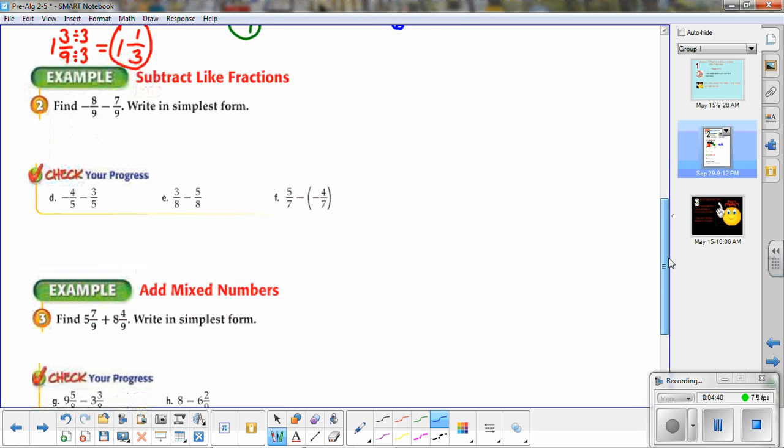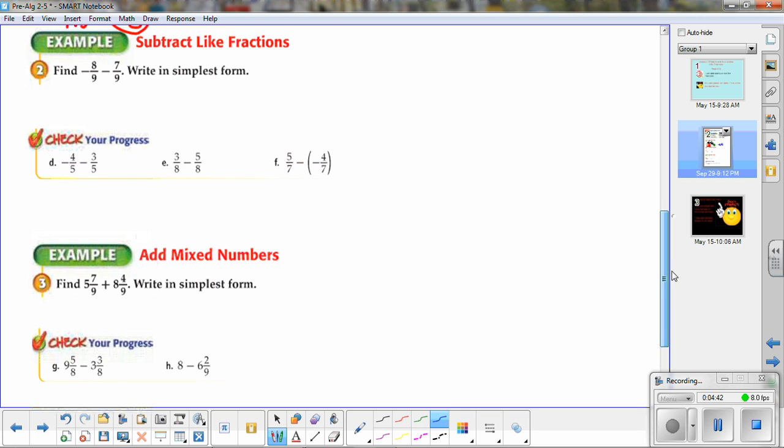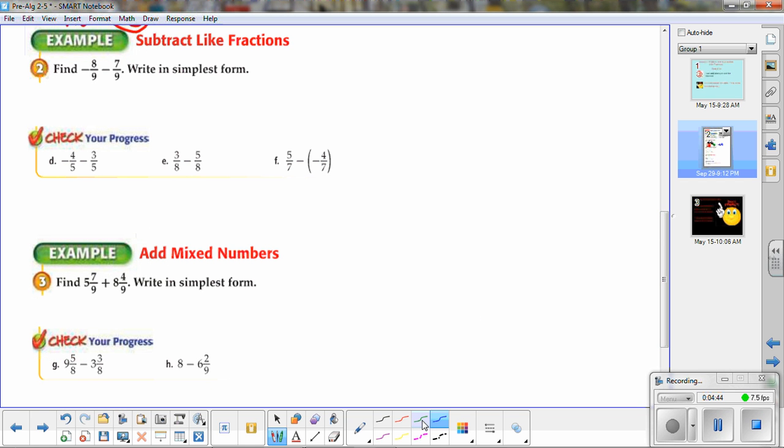Example 2 is about subtracting like fractions. With subtraction of like fractions, you'll have to keep in mind your rules for negatives. If it's subtracting with negatives, you want to change it to adding the opposite. So this negative 8/9 minus 7/9, you want to change to adding the opposite. So it's a negative 8/9 plus a negative 7/9. Now they're both the same sign, so you're going to add them.